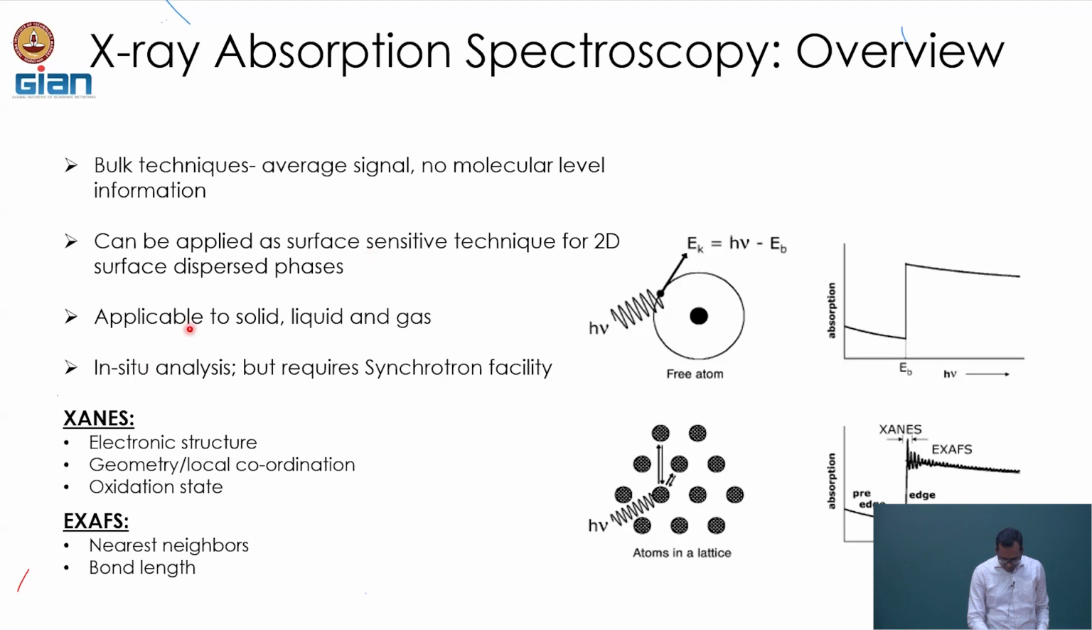Okay. In situ analysis is possible, but the major demerit is that we need a synchrotron source. Okay. The XANES can give us information about the electronic structure, local coordination and geometry and oxidation state, whereas the EXAFS, as we saw, can give us information about the nearest neighbor as well as the bond length. Okay.